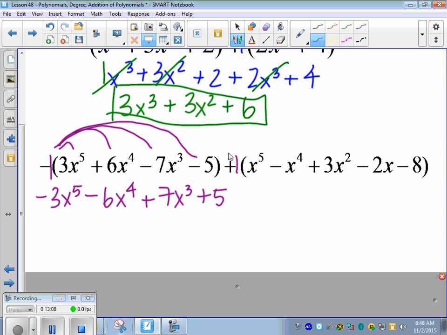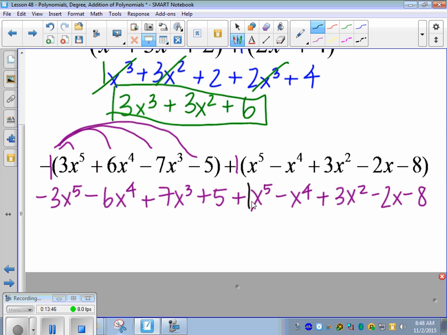And this one's just addition, so this one's a lot easier. I can basically just rewrite what's on the inside of my second set of parentheses. So plus x to the 5th minus x to the 4th plus 3x squared minus 2x minus 8. So this is a point where I'm going to say, okay, I'm going to start with my x to the 5th terms just to make my life a little bit easier so I don't have to rearrange them afterwards. So I have a negative 3x to the 5th here and a positive 1x to the 5th here.